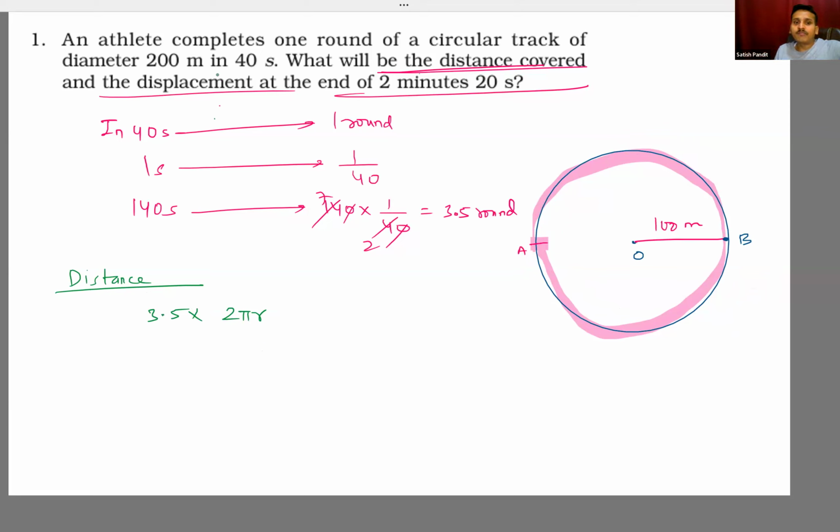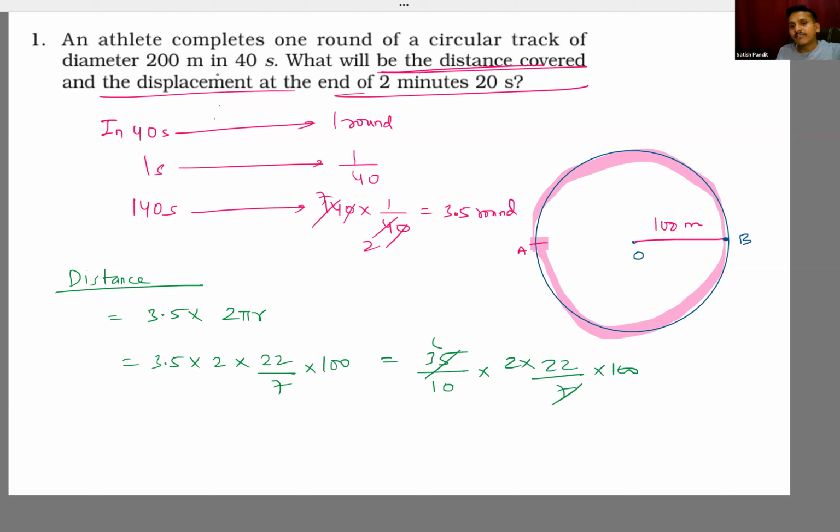So we'll simplify this. 3.5 into 2 into pi, which is 22 by 7. And what is r? r is 100. See, we have a 3.5 here, so I can write it as 35 by 10. Last class also I told you, whenever we have one decimal, I can multiply the number with 10. So 3.5 is 35 by 10, and 35 by 10 is nothing but 3.5 only. Okay, you know that. So 2 into 22 by 7 into 100.